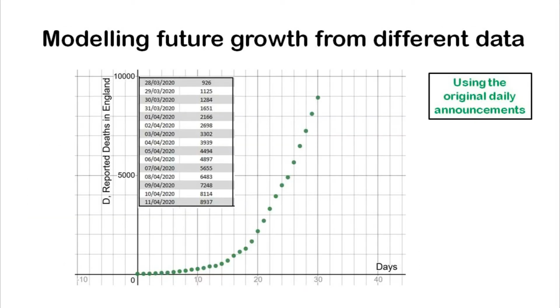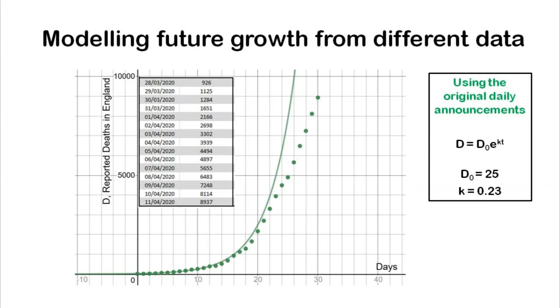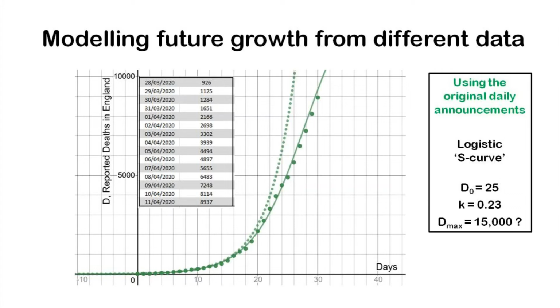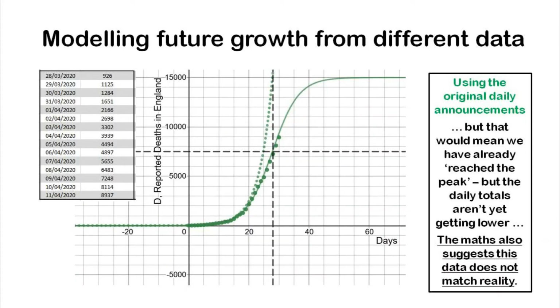Yet these mistakes will also be made by those who are using these announcements to model, including medical researchers and so on. My simple model I'll show here. So here is the graph of the data using the original daily announcements, an exponential curve that fitted them to start with, but then, as we've shown, a logistic S-curve which fits them better over time.